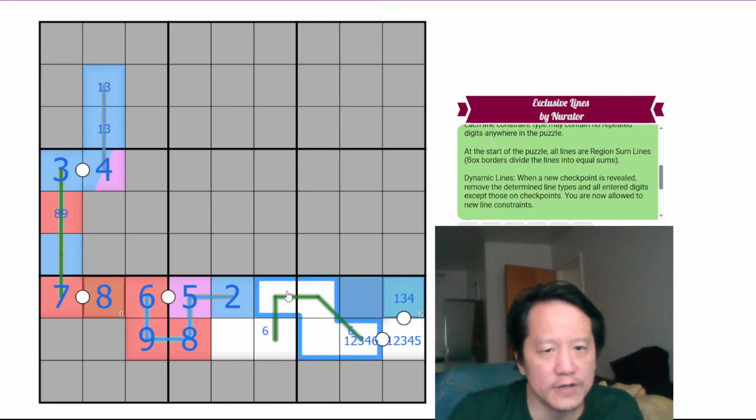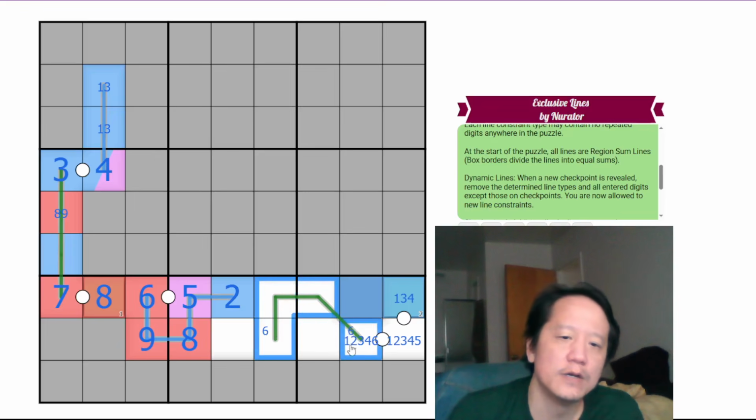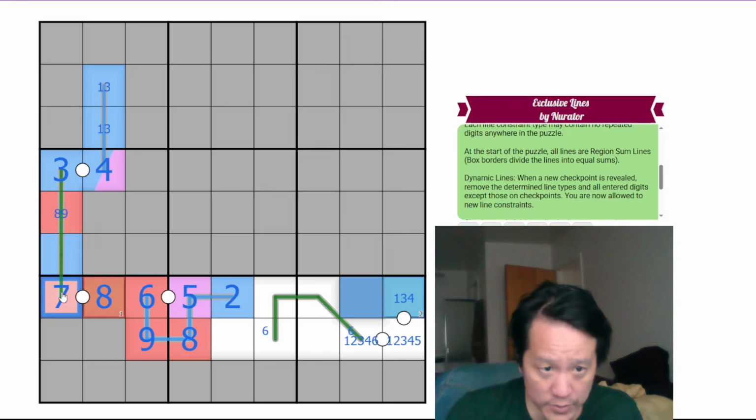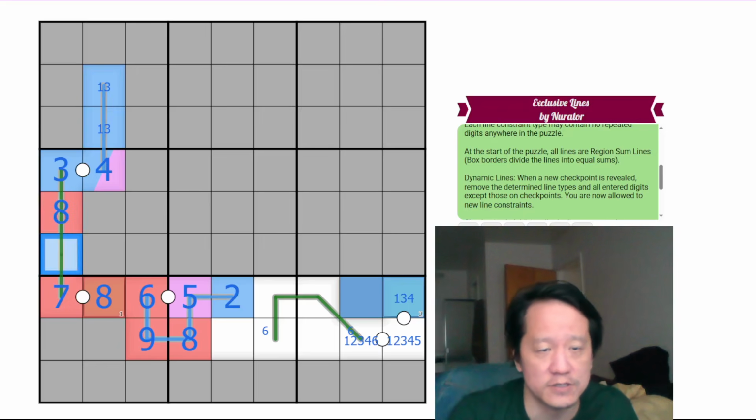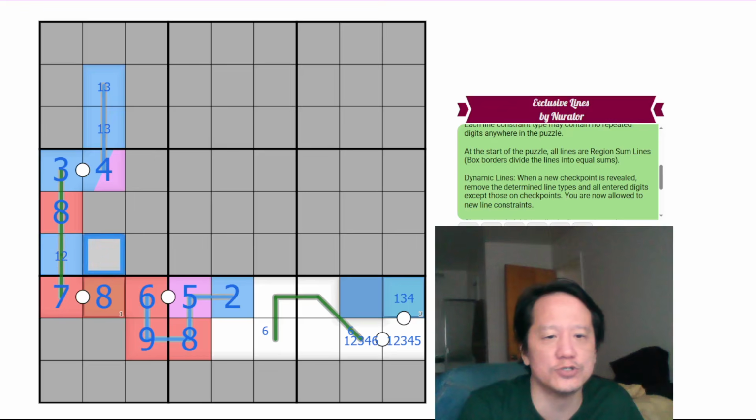No 7 anymore on the high digits. 8 cannot be in any of these cells here because of the 8s in the row. So where is 8 on the whisper 5 lines, which it has to be? It has to be here. So this is 8, which leaves this as 1 or 2.